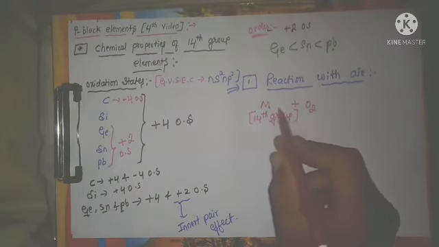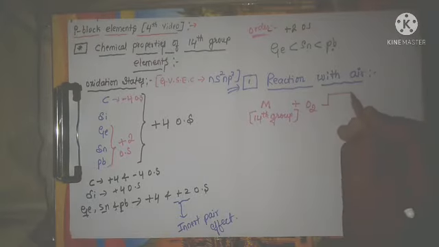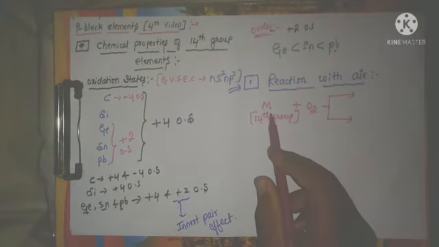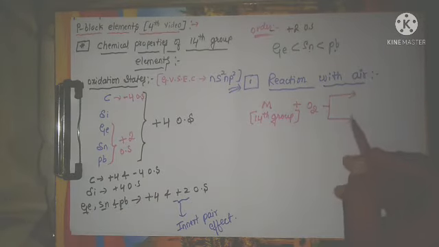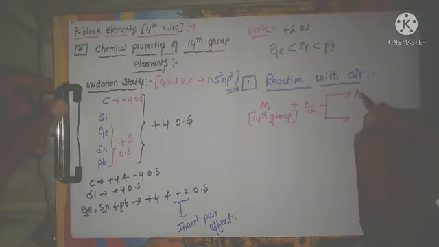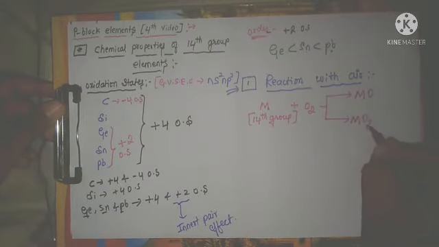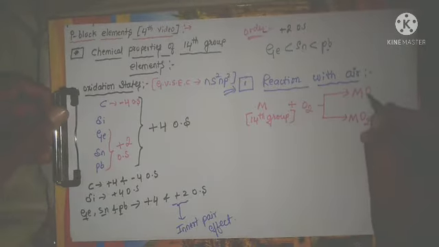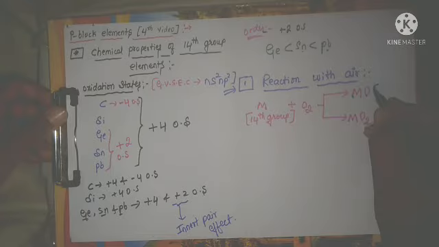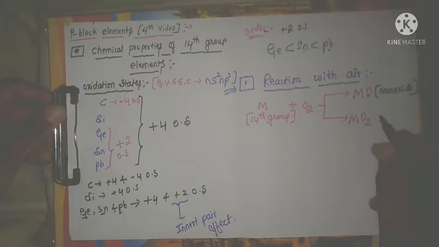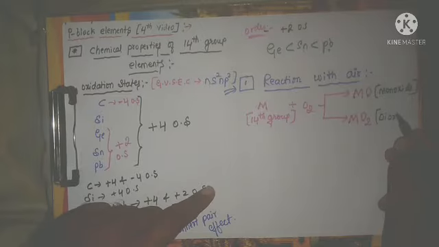When these 14th group elements react with oxygen, O2, there are two possibilities of formation of compounds. One may be the corresponding monoxide, and the other may be the dioxide. One oxygen means monoxide. Here this 14th group element has how many oxygen? Two, therefore it is called dioxide.